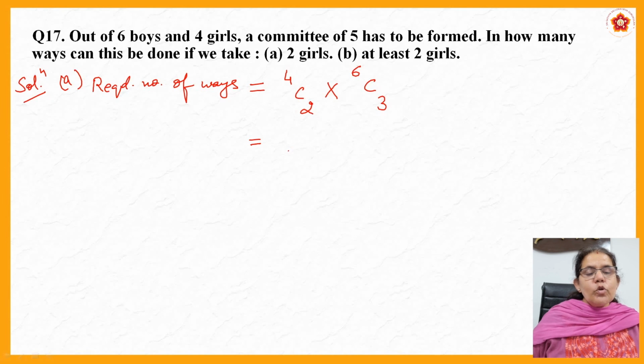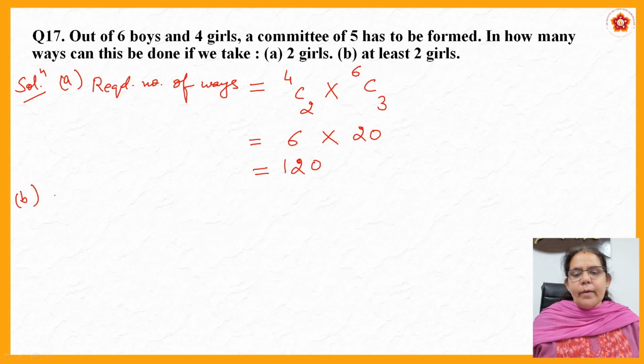4C2 will be written as factorial 4 divided by factorial 2, and in the denominator you will have another factorial 2, which comes by subtracting 2 from 4. And value of 4C2 will come 6. Now 6C3 will be equal to factorial 6 divided by factorial 3, and 6 minus 3 factorial will also come in the denominator. So 6C3 value is 20. So required number of ways: 120.